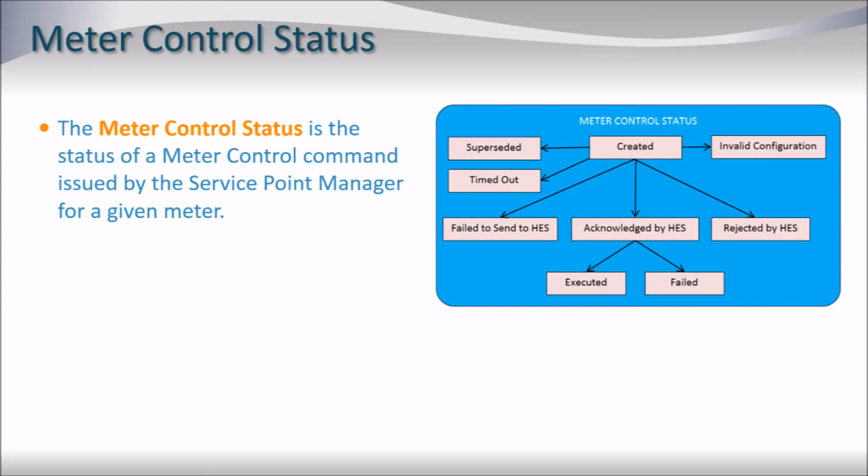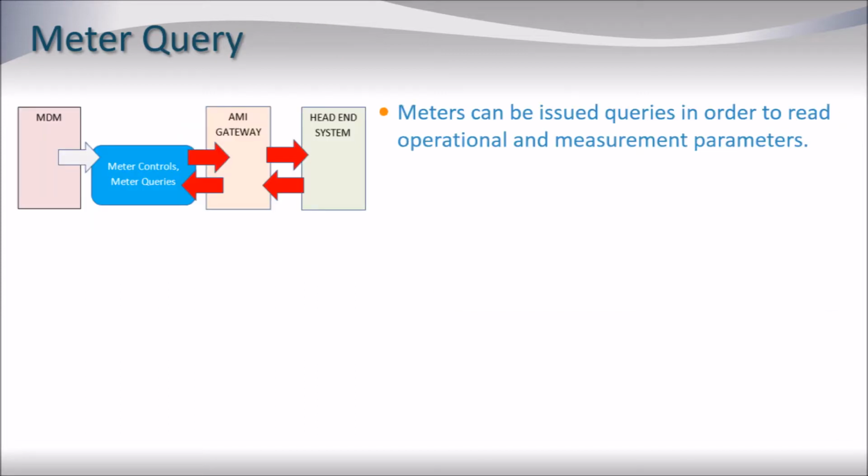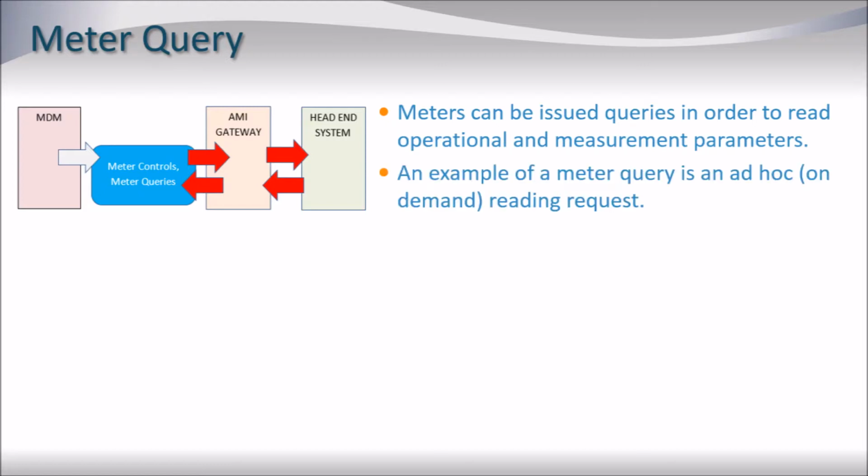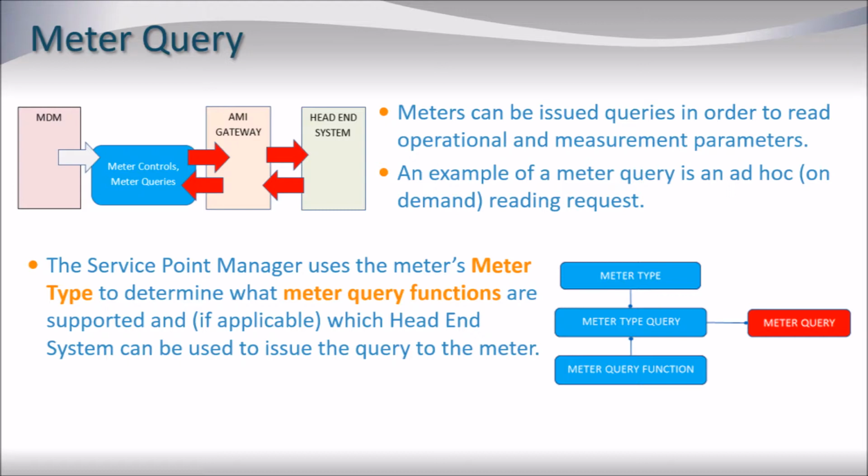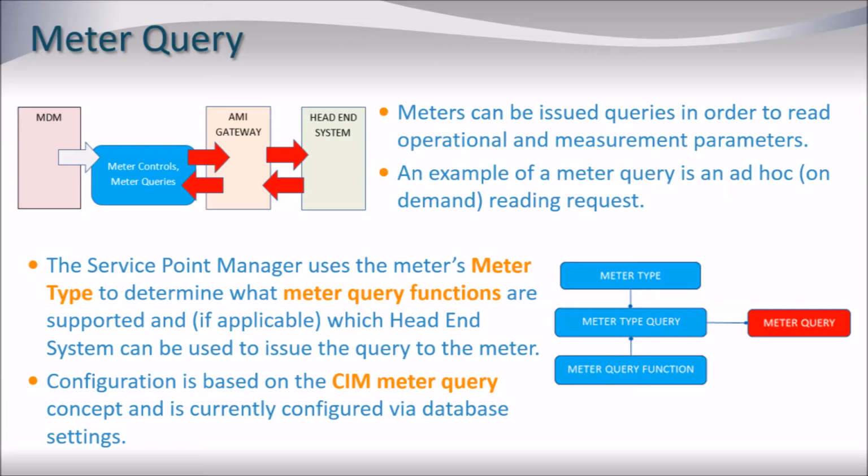Meter queries. Meters can be issued queries in order to read operational and measurement parameters. An example of a common meter query is an ad hoc or on-demand reading request. The service point manager uses the meter's meter type to determine what meter query functions are supported, and, if applicable, which head-end system can be used to issue the query to the meter. Configuration is based on the SIM meter query concept and is currently configured via database settings.